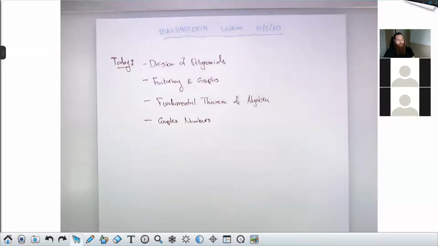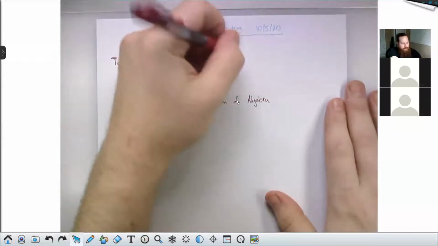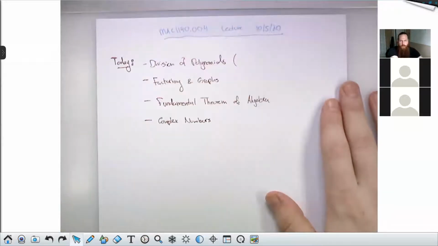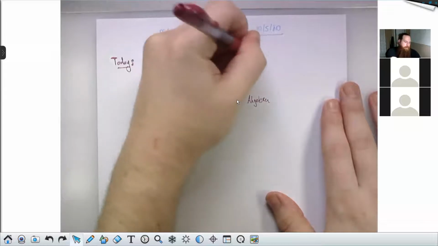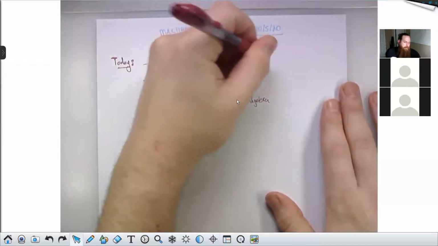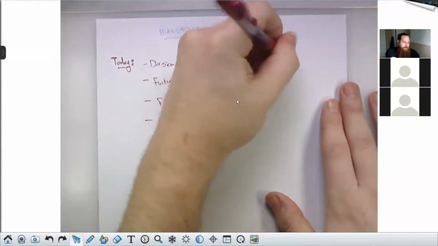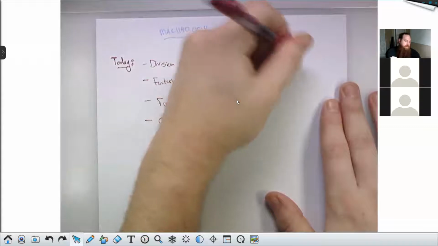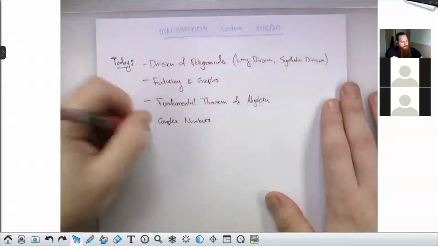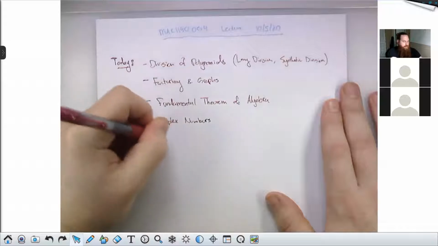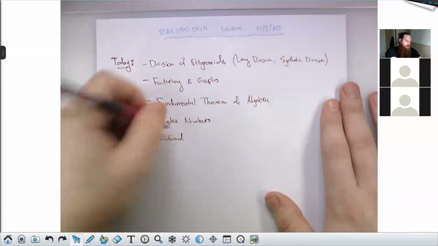So the first thing we need to do is talk about division of polynomials. And there's two types of division, two kind of algorithms for dividing polynomials. One is called long division, and the other is called synthetic division. Oh, and I almost forgot a topic. This one is very important, the rational roots theorem.